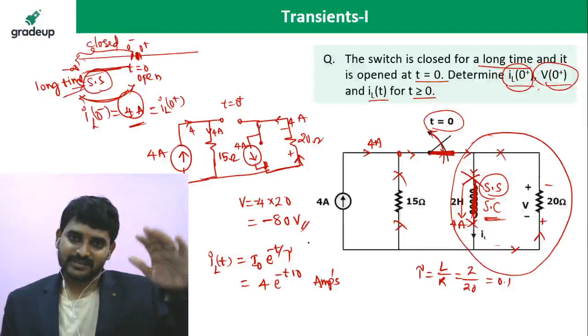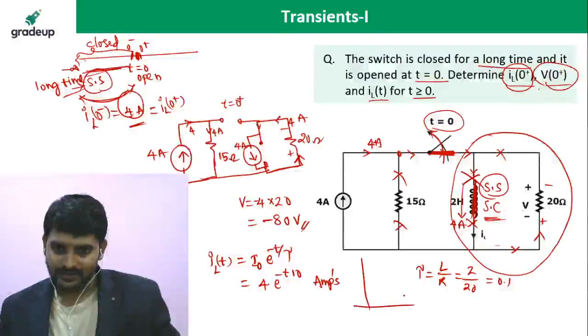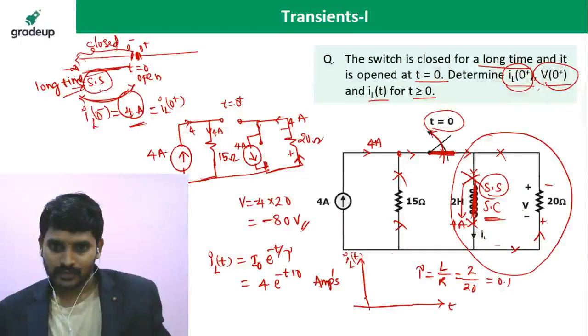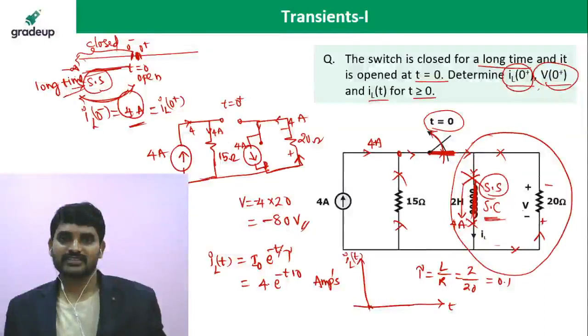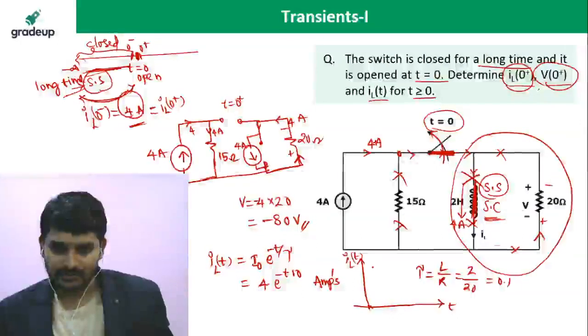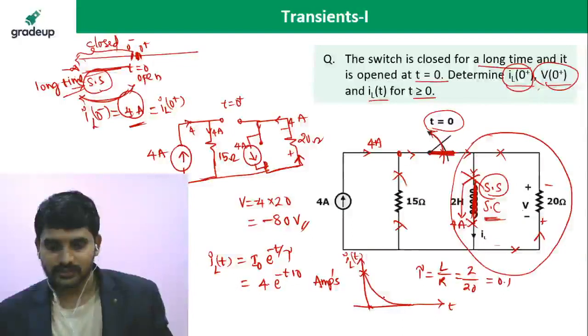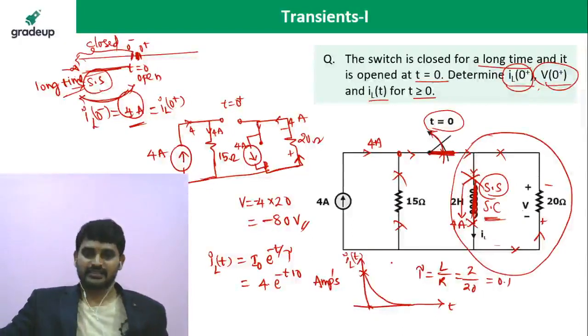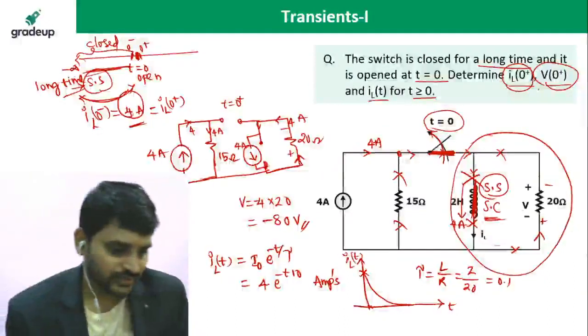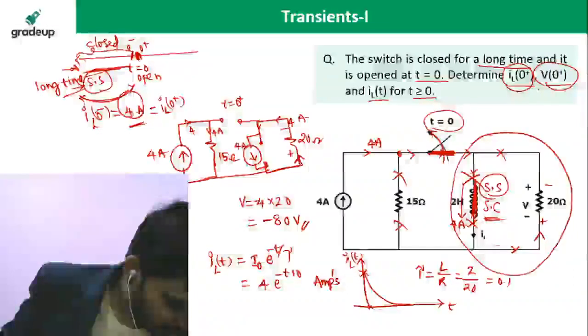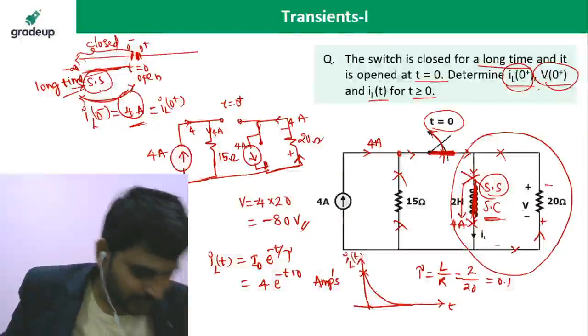E power minus t means exponentially decaying, or not? If you draw a graph, it comes out like this. This is IL of t, and this is the time axis. Now, at 0 seconds, if you put t equal to 0, how much? You'll get e power minus 0, which is 1, so I naught will be 4 amperes. So it will decay like this, within how much time? 10t seconds. Okay, so those could be the possible answers for this one.